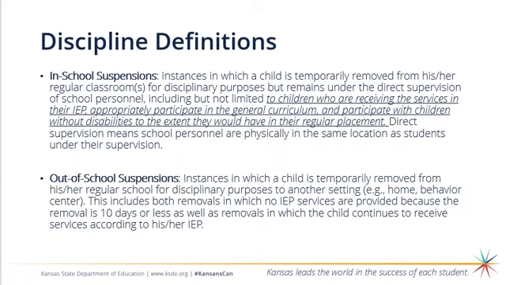Out-of-school suspensions, on the other hand, are instances in which a child is temporarily removed from his or her regular school for disciplinary purposes to another setting, like home or a behavior center. This includes both removals in which no IEP services are provided because the removal is 10 days or less, as well as removals in which the child continues to receive services according to his or her IEP.